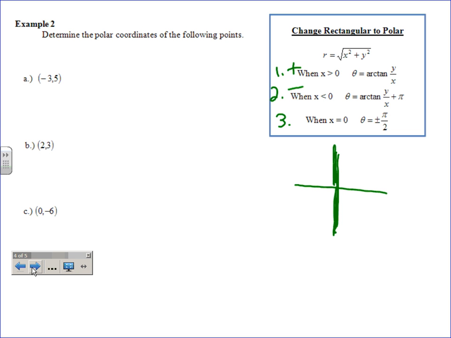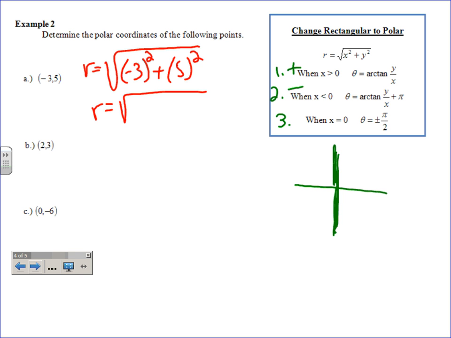So here we go, A. So what quadrant would A be in? If I had to graph it right now, rectangular, it would be where? Second quadrant, all right. So let's take a look right now. Let's find R. It's the square root. I have to take negative 3, which is the x value, and square it, plus the y value squared. Well, that's not too bad. That's pretty straightforward, I think.